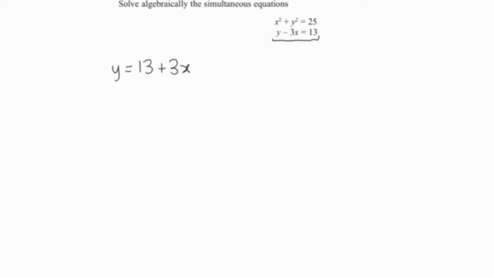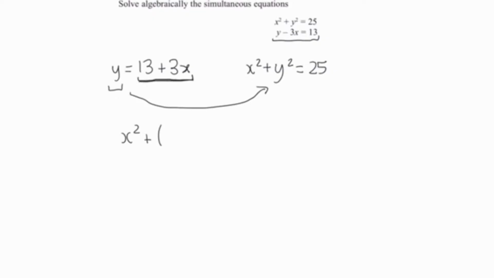So all we can do now is, if we look at this equation, we are going to sub this y into that equation there. So we have x squared plus y squared, but instead of y squared, we're going to replace the y with this right here. So we have 13 plus 3x, and remember it's all being squared, and that is equal to 25.